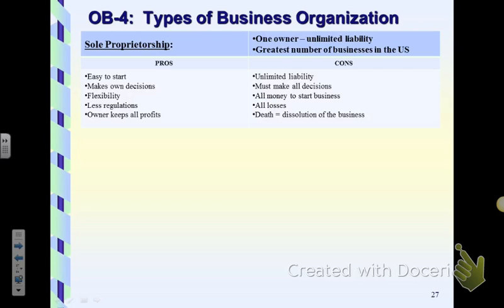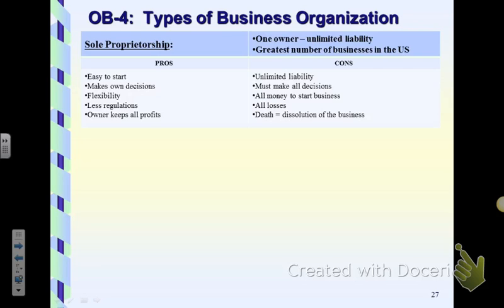The pros associated with starting your business as a sole proprietorship are that it's easy to start. You make your own decisions. It's flexible. There's less regulation. And as the owner, you keep all the profits.